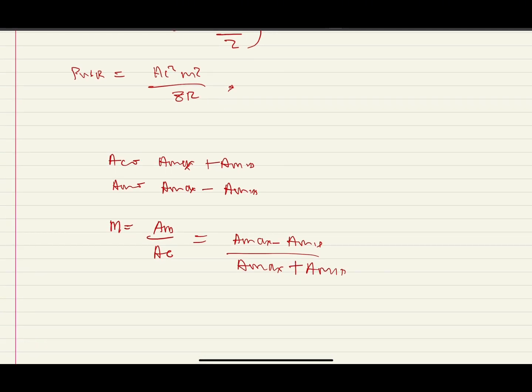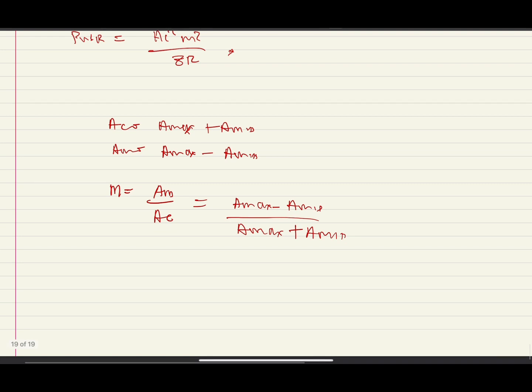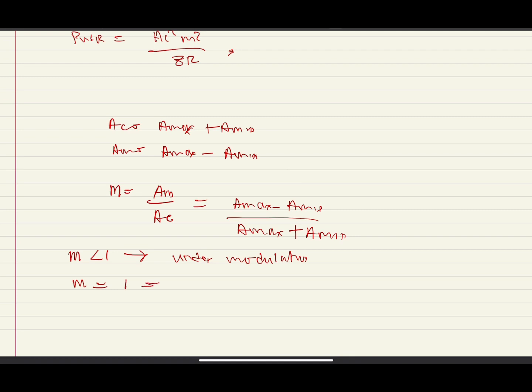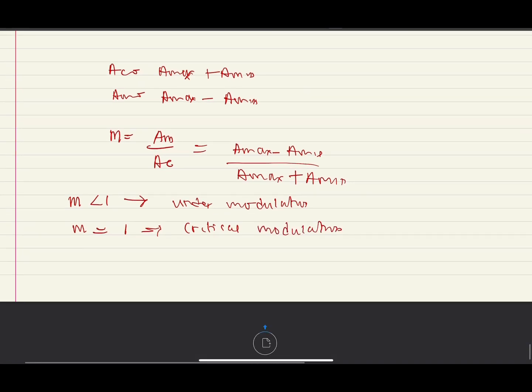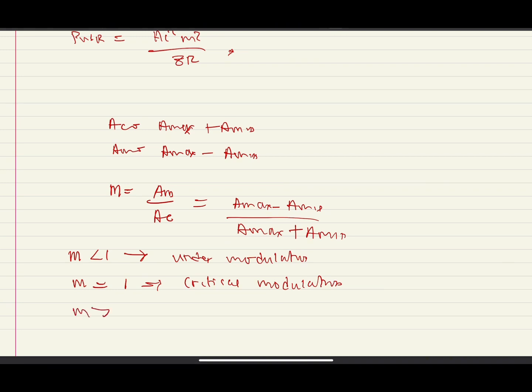One thing that you also have to note is that whenever the modulation index, which is m, is less than 1, it is called under modulation. When m equals 1, it's called critical modulation. And when m is greater than 1, it is called over modulation. So that's one thing that you have to take note of.